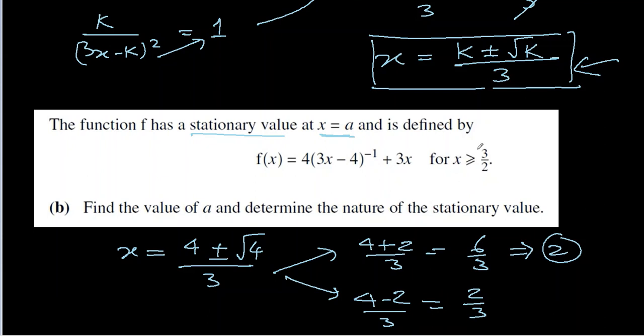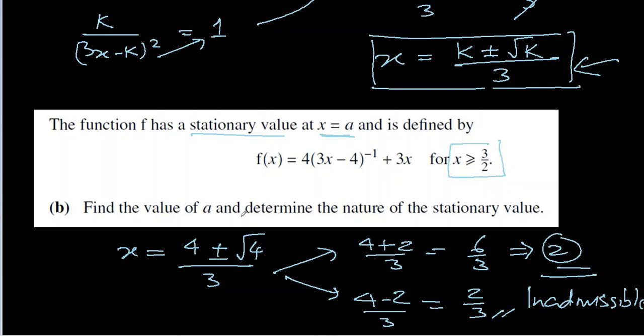But they're saying it is x is greater than 3 over 2. Yeah, it is greater than 1.5. 2 over 3 is not greater than 1.5. So this one is inadmissible. We will not look at this one. This is the answer. X is equal to 2.